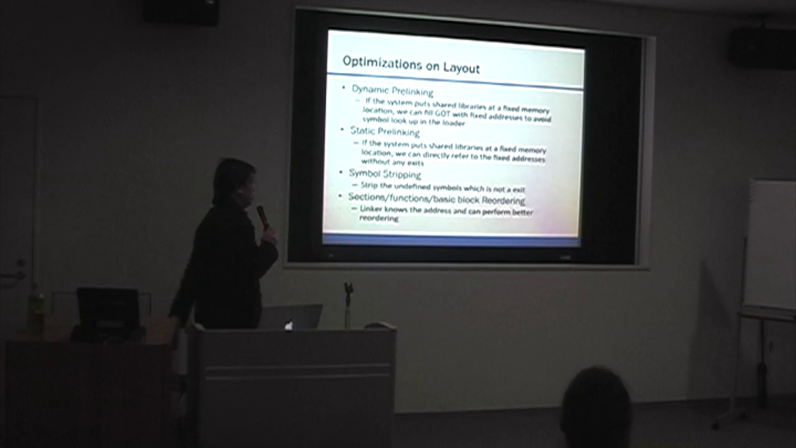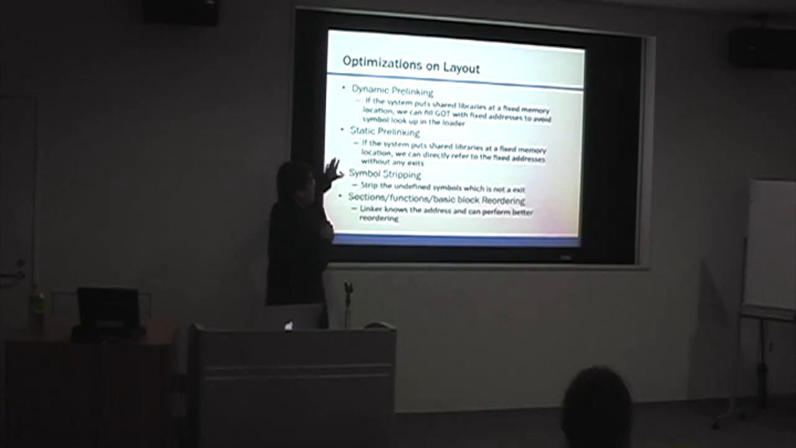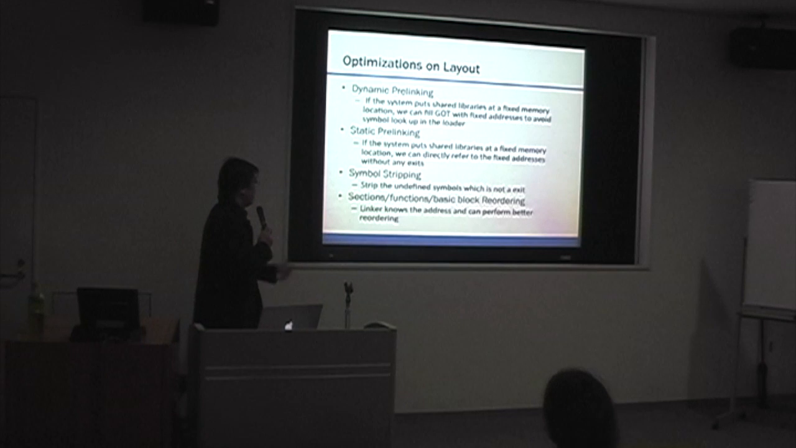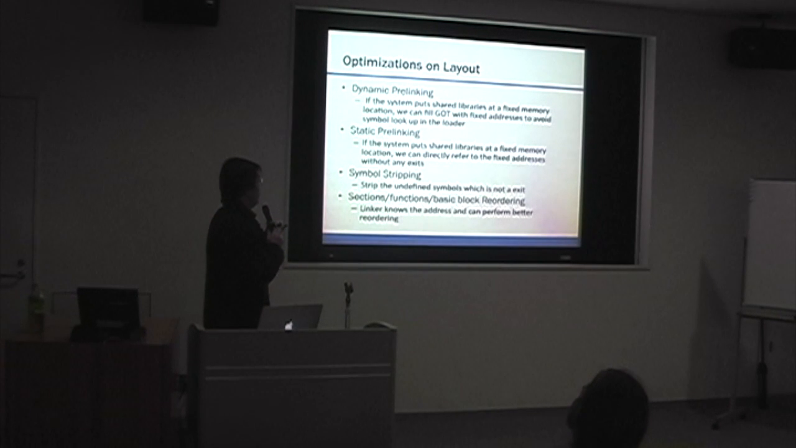you must know some Windows systems are always faster. That's because the Microsoft Windows system uses static pre-linking. It just tries to remove all GOT and use direct links and direct references to a fixed address without any indirection. So static pre-linking is 30% faster than dynamic pre-linking.